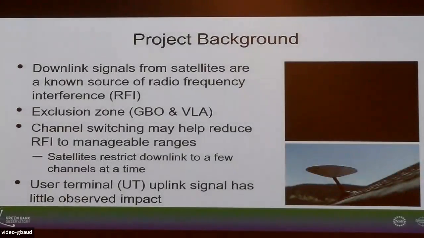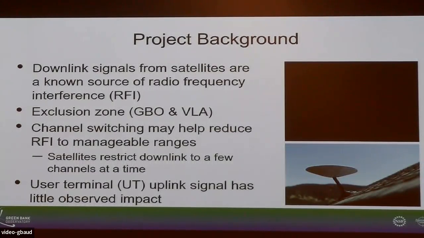A little bit of background on my project in specific. Those downlink signals are, of course, a known source of RFI, radio frequency interference, which interferes with the instrumentation of the GBT. And it's important to note that there's an exclusion zone around GBO and the VLA. I believe it's about a 20-mile radius. And that's very important for preventing that RFI from interfering with our data integrity.